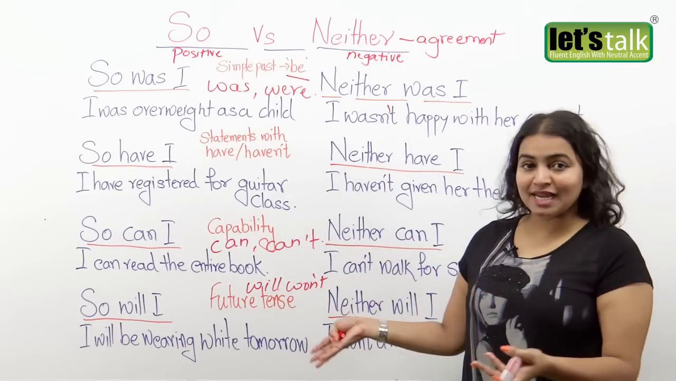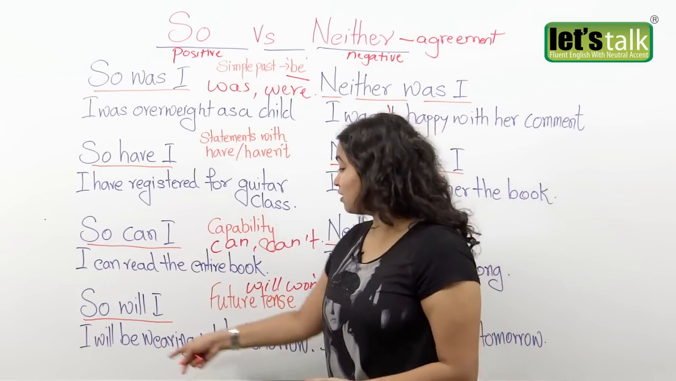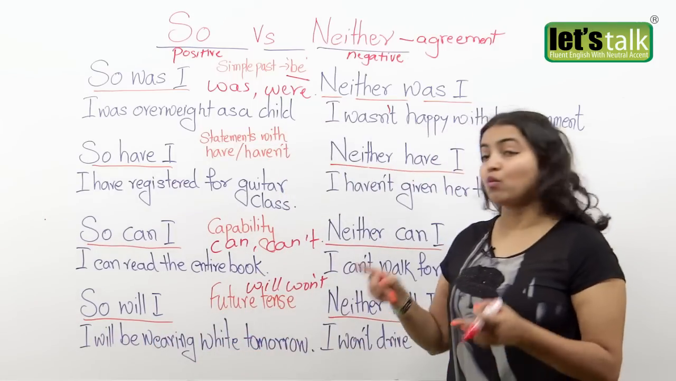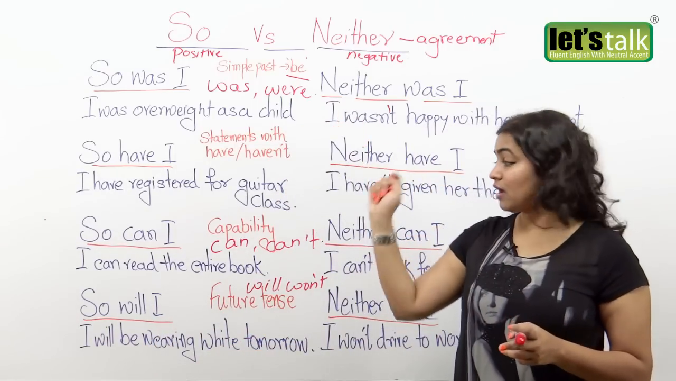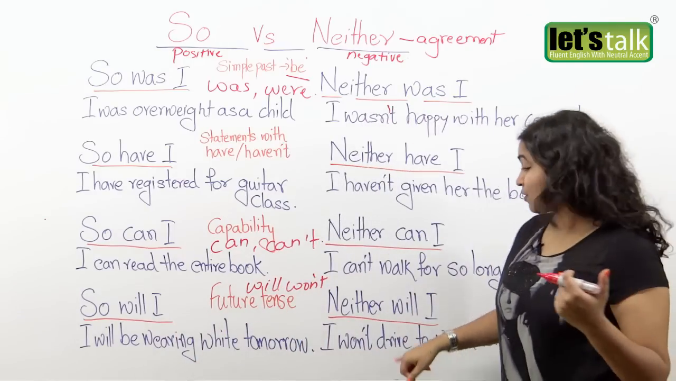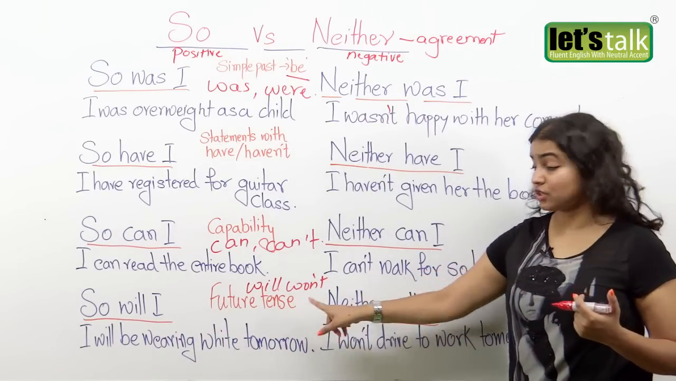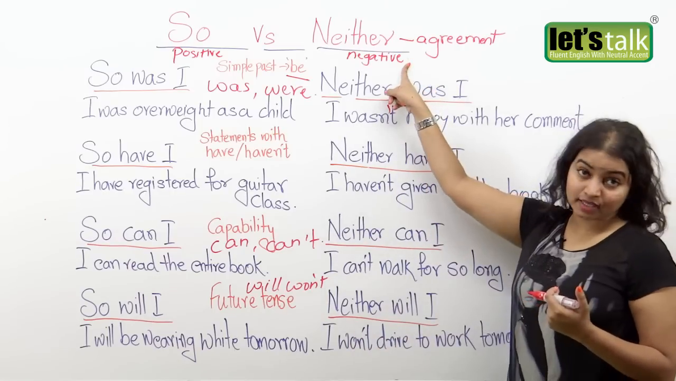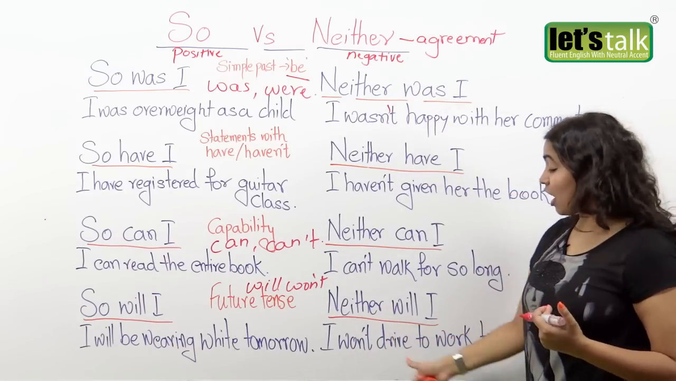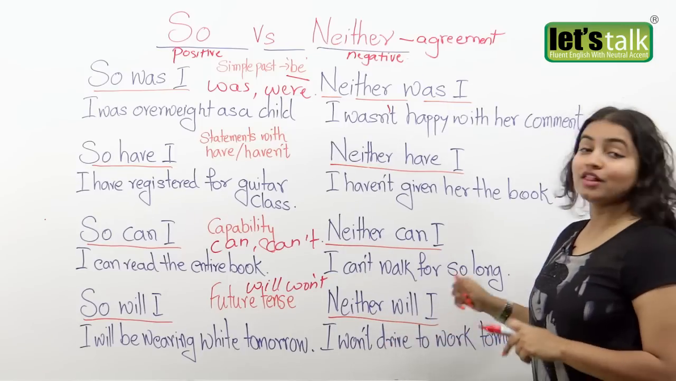So if your statement is a will, which is a positive statement, you can say I will be wearing white tomorrow, and your response to that would be, so will I. On the other hand, if we are using a statement in the future tense using the word won't because it is a negative statement, you will say, I won't drive to work tomorrow. The response to that will be, neither will I.